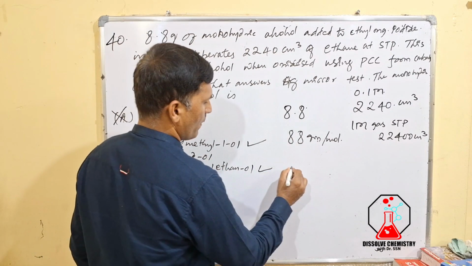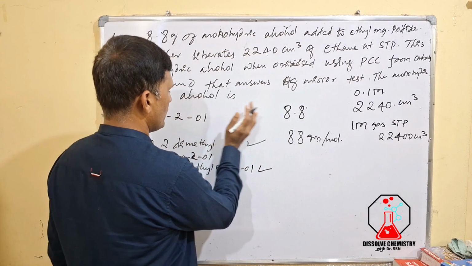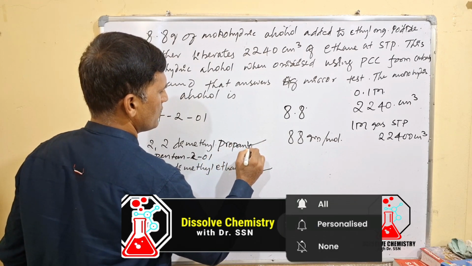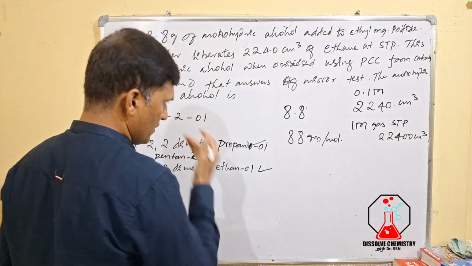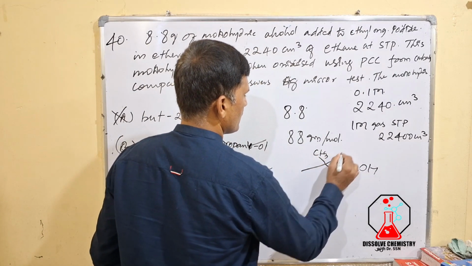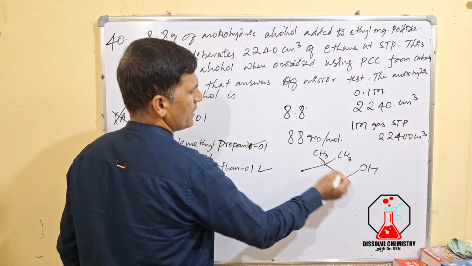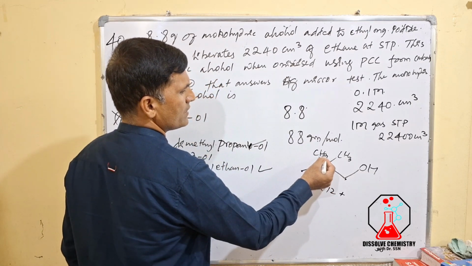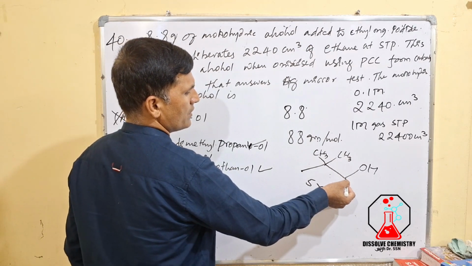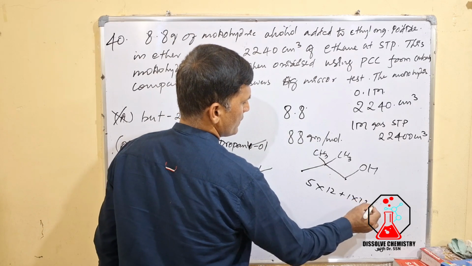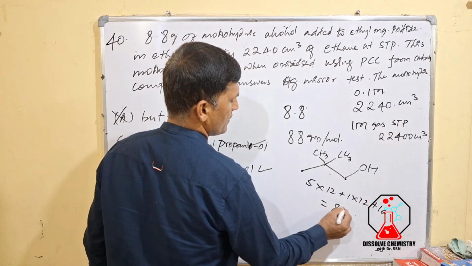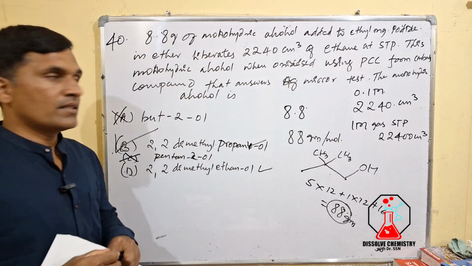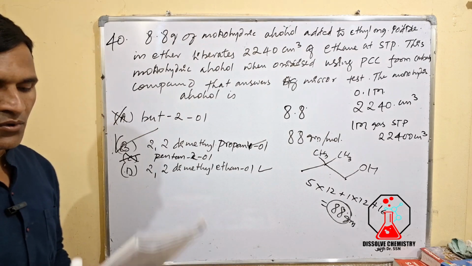So let us write the B option first: 2,2-dimethylpropan-1-ol. We will write OH, CH3, CH3. How many carbon atoms? 1, 2, 3, 4, 5. So 5 into 12, plus the number of hydrogen atoms, 3 plus 3 plus 3 is 9, plus 2 is 11, and 12, so 1 into 12, and then oxygen is 16. It comes out to be 88 grams. So the B option is the correct option. That is how we have to approach this question. Let us move on to the next question.